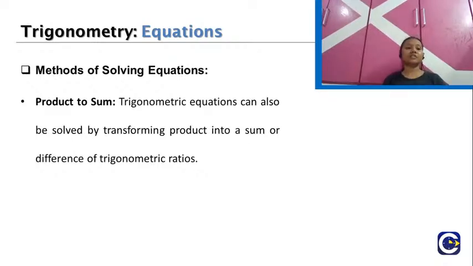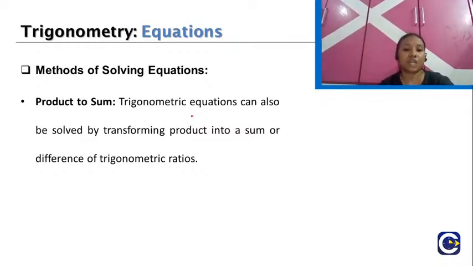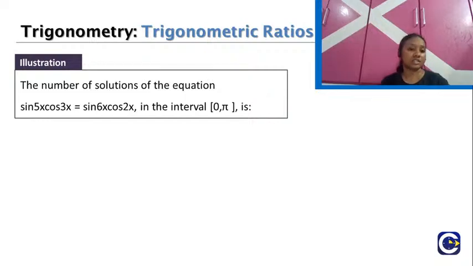So the third method here, the next method, is the reverse of our previous one: product to sum or difference. So what did we do in the previous method? We converted the sum or difference of trigonometric equation to a product. Now answer this by converting the product to sum or difference. I'll just give you 5 minutes, guys.